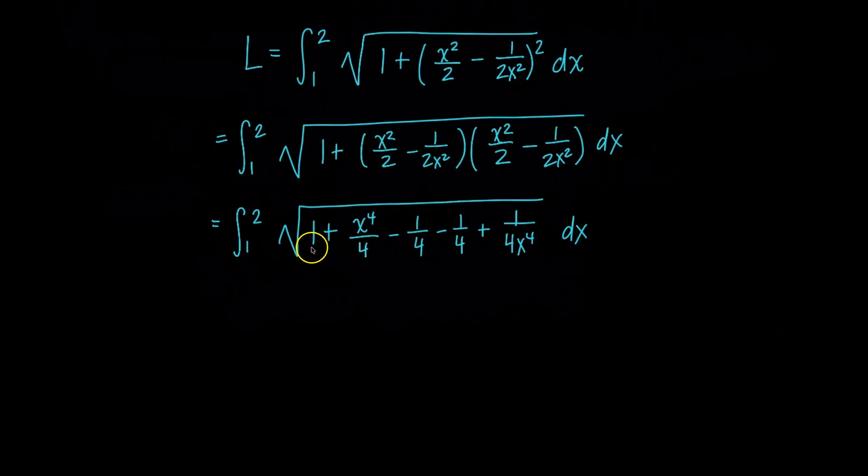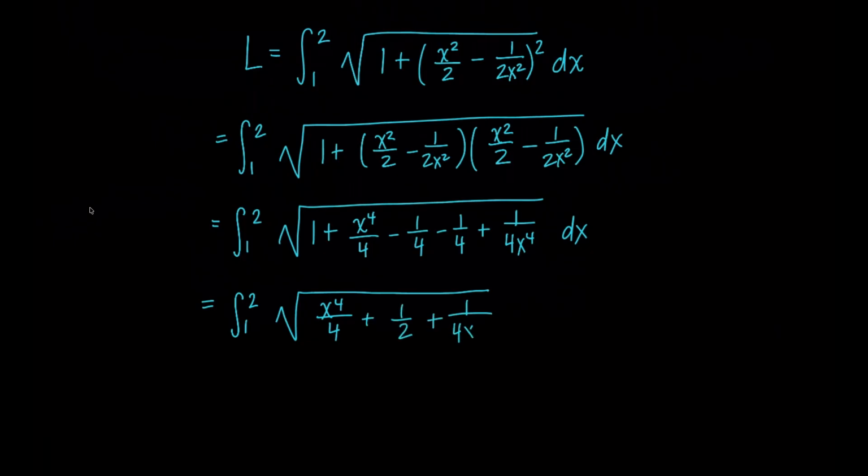And in this next step, we're going to combine our constants. So 1 minus 1/4 minus 1/4 is going to give us a half. So I'm going to have the integral from 1 to 2 of the square root of, I'm going to choose to put x to the fourth over 4 first, 1/2 next, and then 1 over 4x to the fourth last. The reason for that is that what we have going on underneath this radical is going to factor to a perfect square.